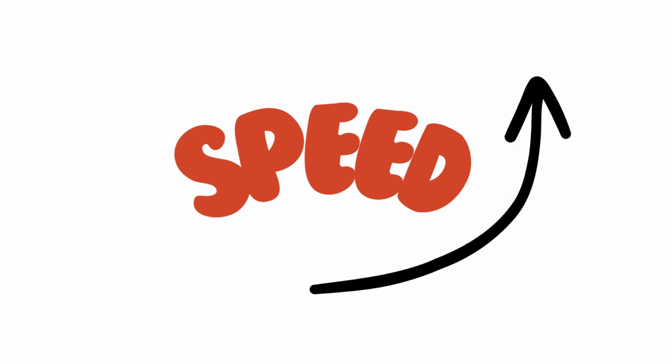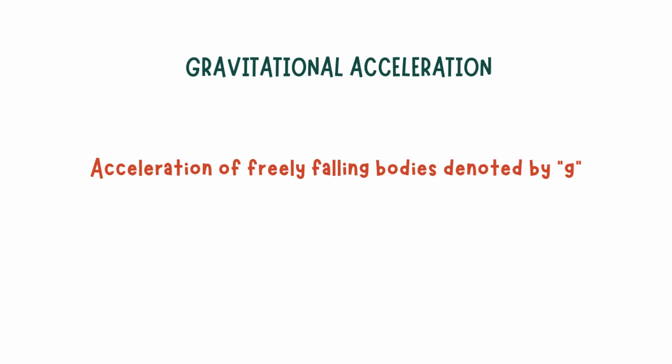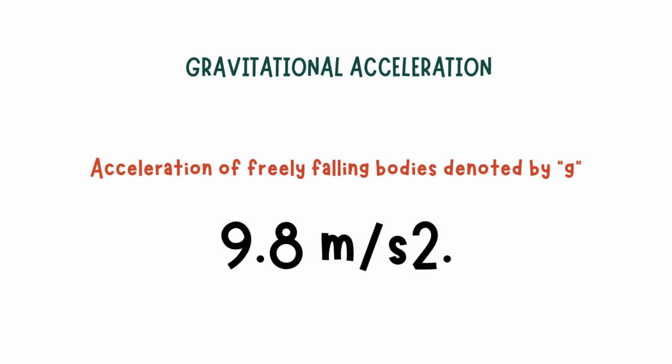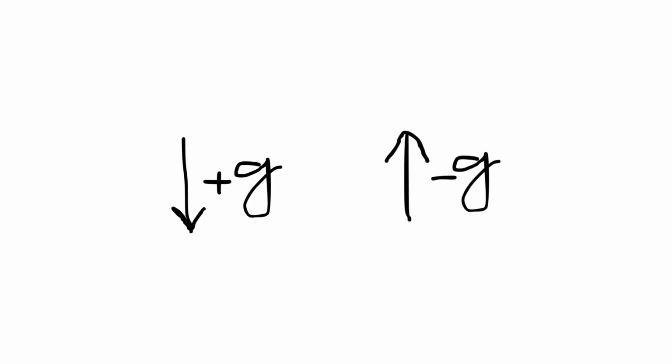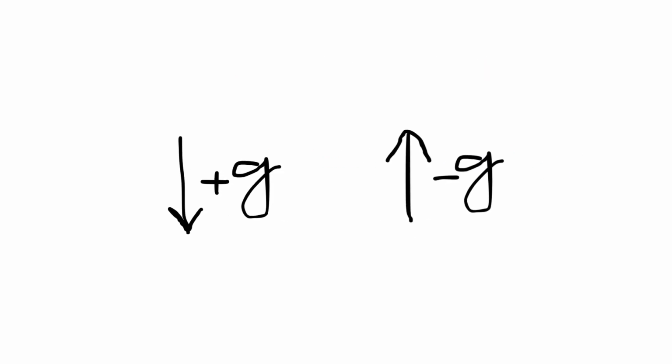As you know, things fall because of gravity. Thus, the falling objects gain speed while falling because of gravitation. We call this acceleration in physics gravitational acceleration and denote it with g. The value of g is 9.8 m/s squared. For bodies falling down freely g is positive, and it is negative for bodies moving up.